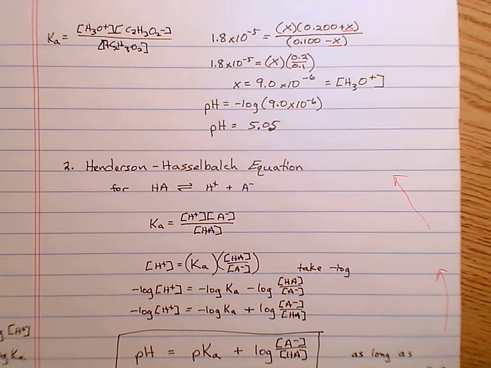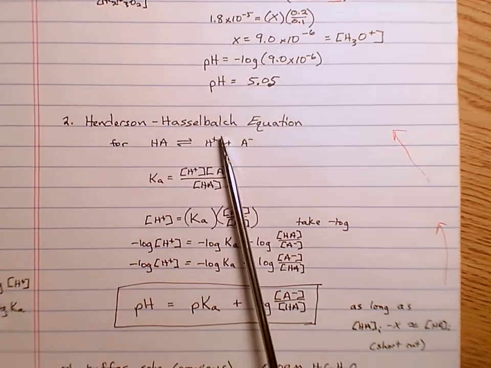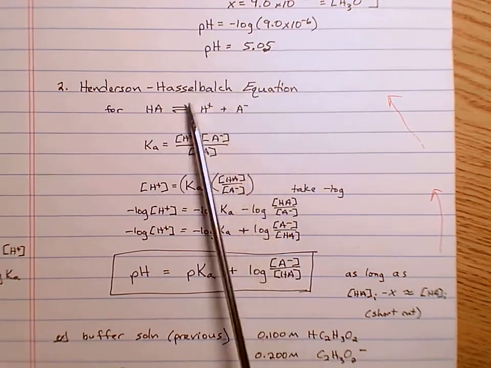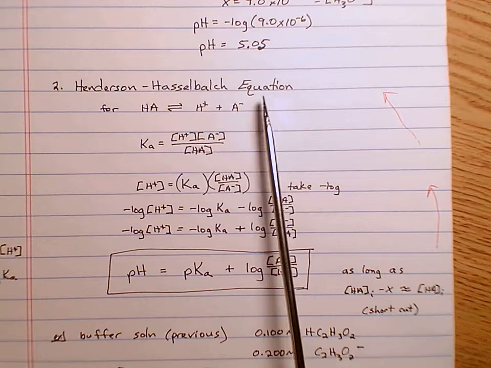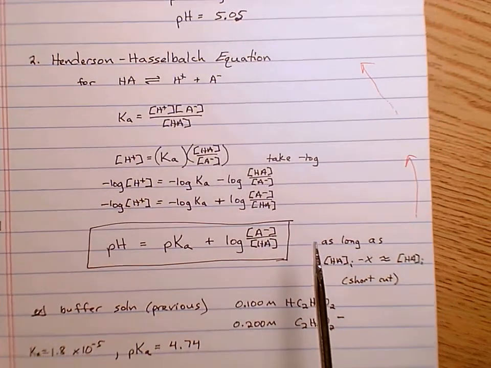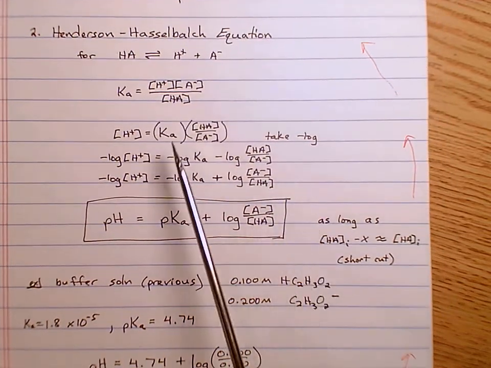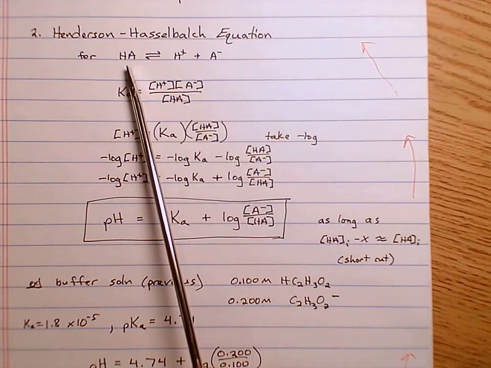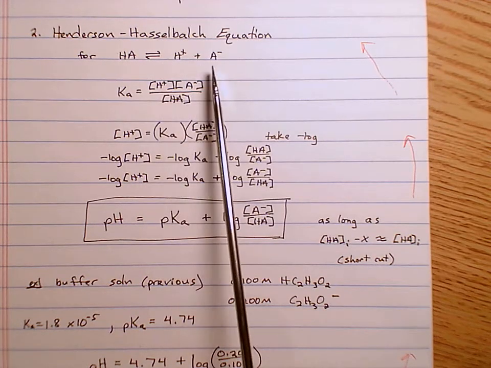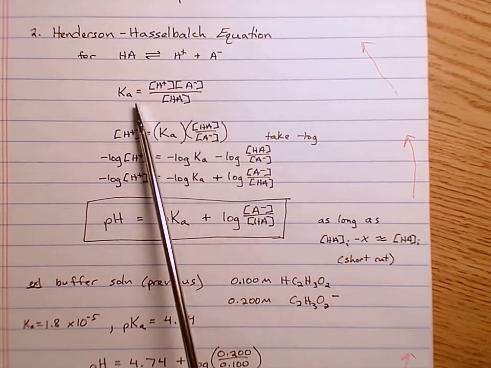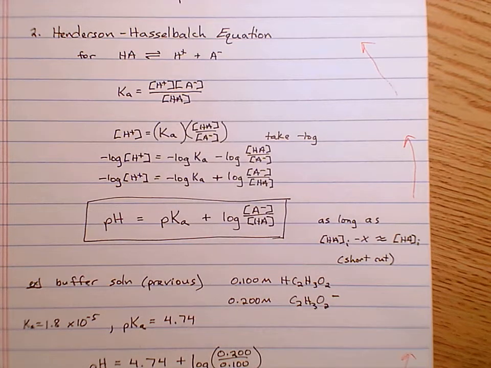But when it comes to buffer solutions, when you have these acid and conjugate bases in appreciable amounts, Henderson and Hasselbalch came about and they said, let's do a little bit of derivation here. Let's do some math. Let's look at this equation: HA, our acid, is in equilibrium with H plus and A minus. Here's a Ka expression, no issues there.